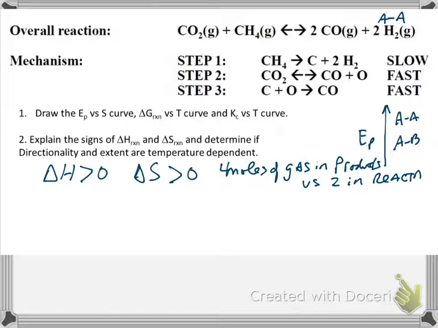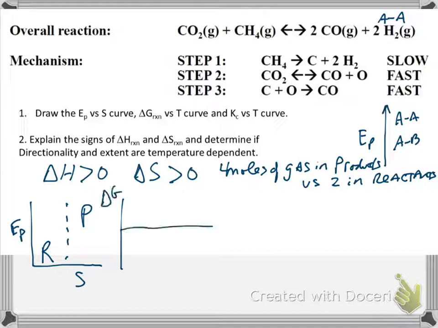Based on the signs of delta H and delta S, we would construct a PEC diagram like this, with reactants favored at lower temperatures and products favored at higher temperatures. We also see the directionality. They're the same signs, so directionality will change with temperature.